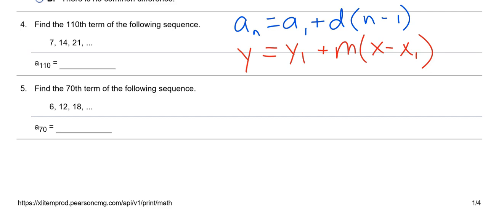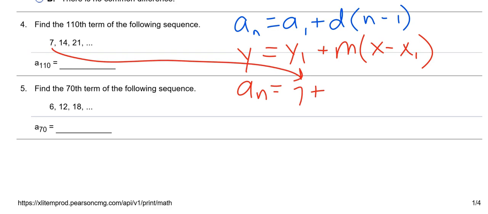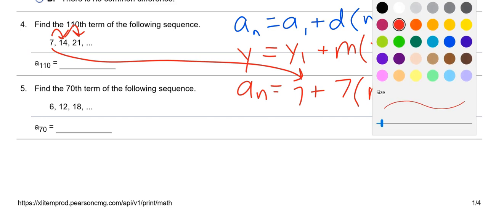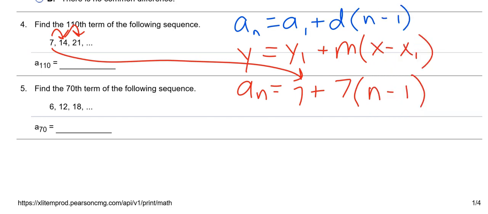Okay? Now, if I go through this process, a sub n equals first term 7. Common difference. Looks like we're only going up by 7. Now, we want to know 110. So we're looking for a sub 110 equals 7 plus 7 times 110 minus 1. We'll pause and see what we get on our calculators.